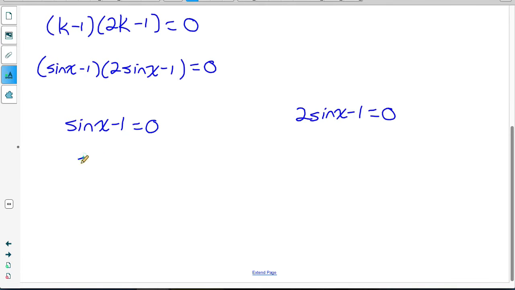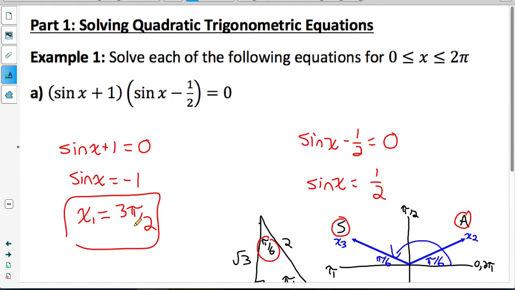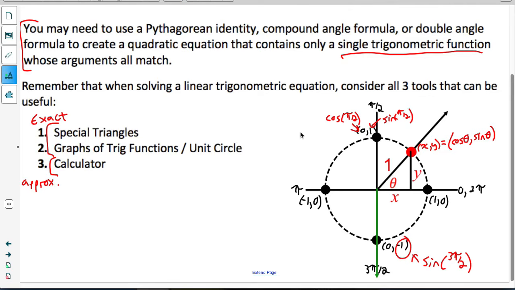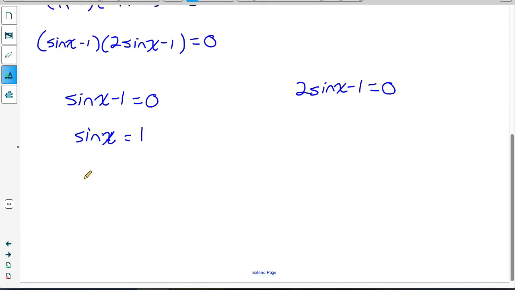So this first one is another one that we could use the unit circle to find an exact answer for. So when is sine of x equal to 1? Well, we're looking for when the y-coordinate of where the terminal arm intersects the unit circle is equal to 1. So let's look back at the unit circle. So our terminal arm starts here. How far do I have to rotate to get to a y-coordinate of 1 on the unit circle? Right there. I would have to rotate pi over 2. So sine of pi over 2 equals 1. So my answer for x to this equation is pi over 2.